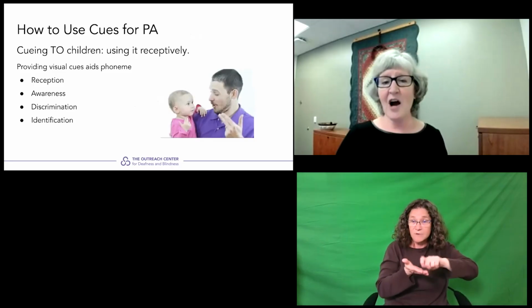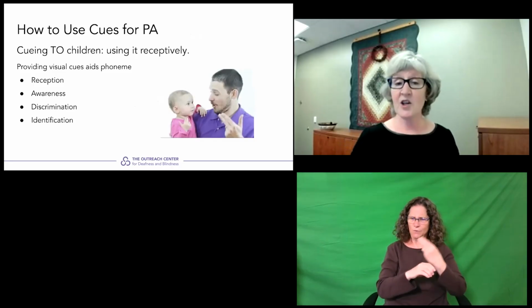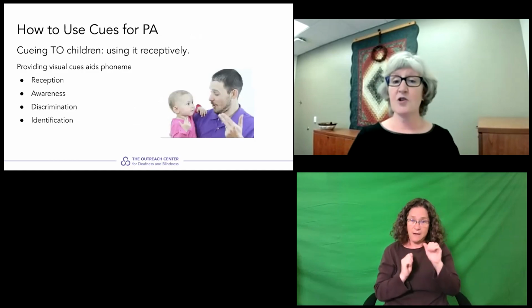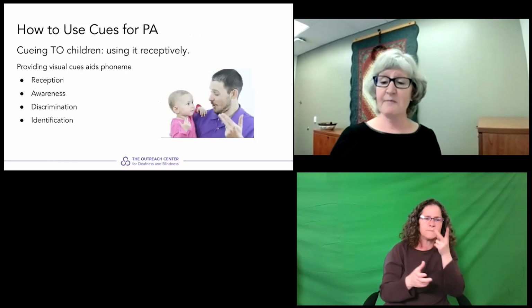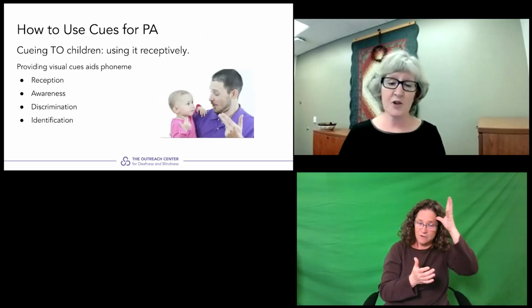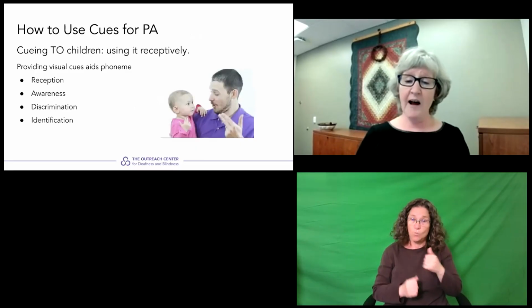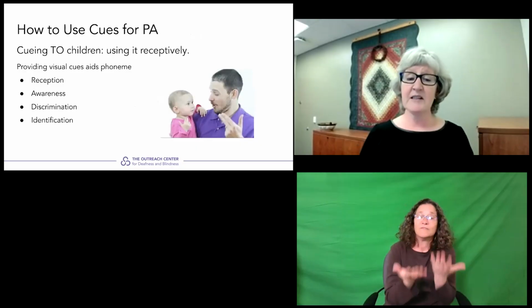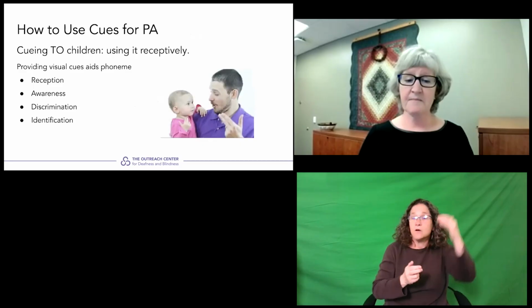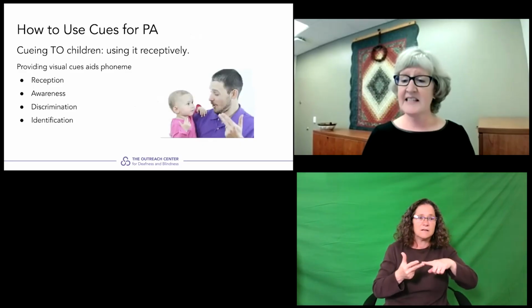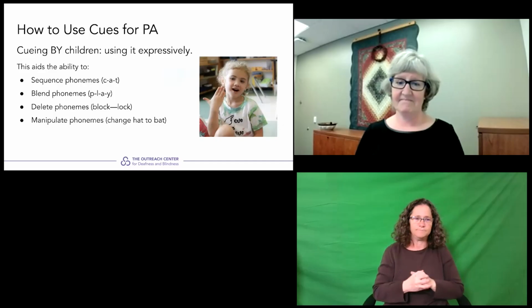So let's think about how we can use cues for phonemic awareness. We can cue to children, use it as a receptive tool. And I have an image here of a deaf parent cueing to his toddler daughter. So we know that we can use cues to develop skills of phoneme reception, awareness, discrimination, and identification.